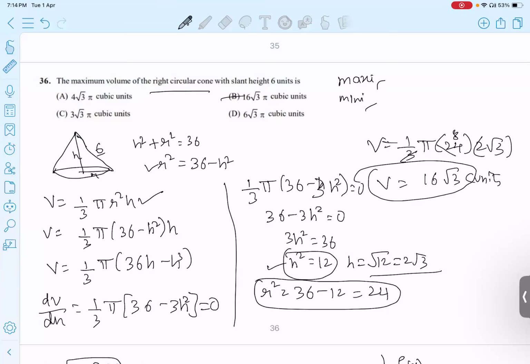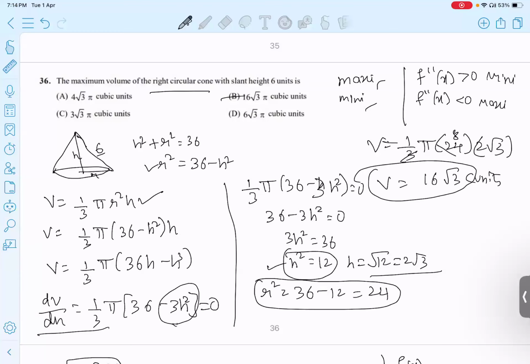Fine, students. So when do we say a given function has a maxima? When the double differentiation is greater than 0, it is minima. When the double differentiation is less than 0, it is maxima. So you might have a doubt now: ma'am, we did not check for maxima or minima. Students, it is not a board examination.